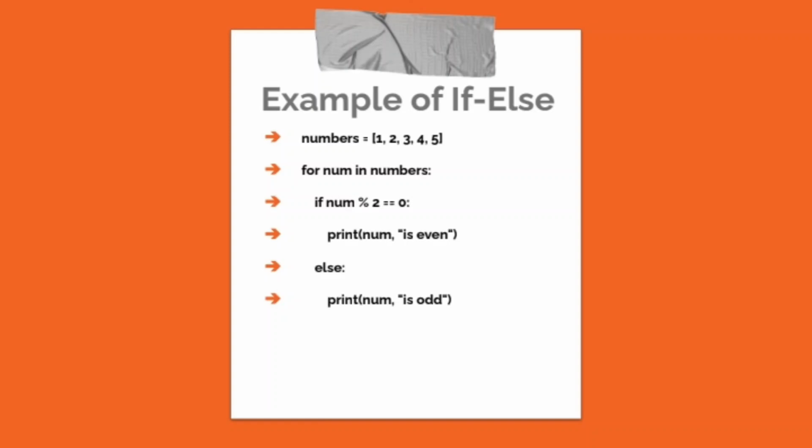Notice the indentation. The code inside the for loop and the if-else block is indented. In Python, indentation is not just for readability. It tells Python which line belongs to which block. If we forget it, the program will throw an indentation error.